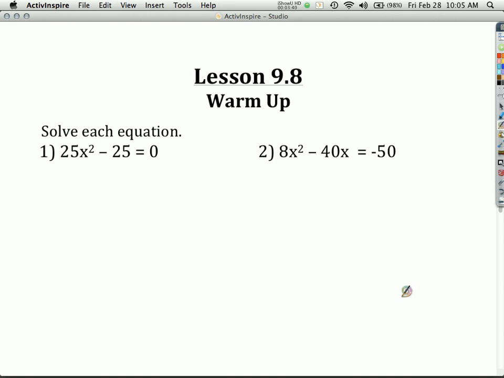What are the solutions to number one? Start with Chris, Stephanie, and then we'll go to Matthew.